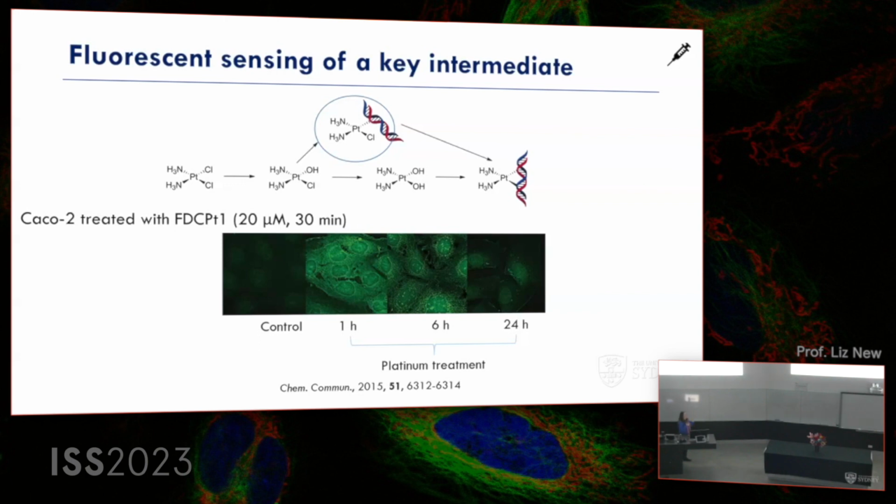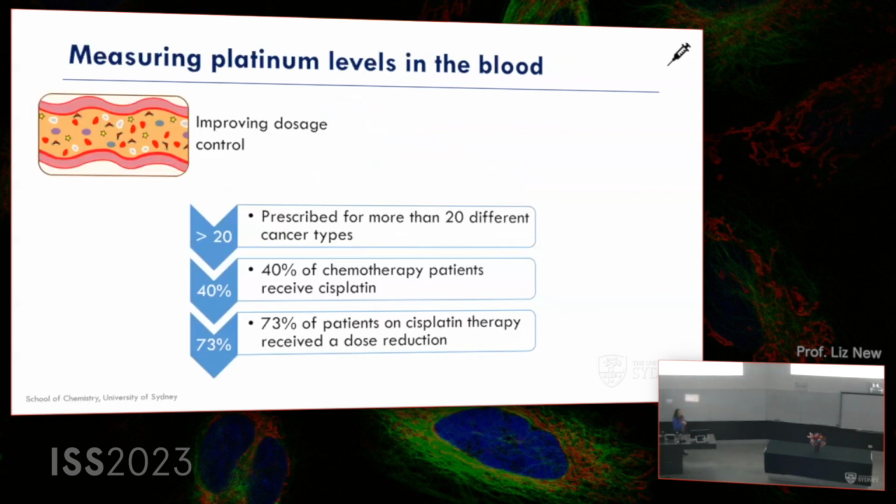So this and lots of other tools we've made in our group are starting to let us understand how platinum interacts with cells. But I'm going to move to another area, a different type of sensing, and that's to do with this question of dosage control. So I've said platinum's really important. It's used in more than 20 different cancer types. Worldwide, 40% of chemotherapy patients receive platinum, but 73% of those patients get the wrong dose. They have such high dosages that they have really bad toxicity and they have to actually stop treatment. And so we wanted to come up with a better way of measuring platinum levels in the blood so that patients wouldn't be given the wrong dose.